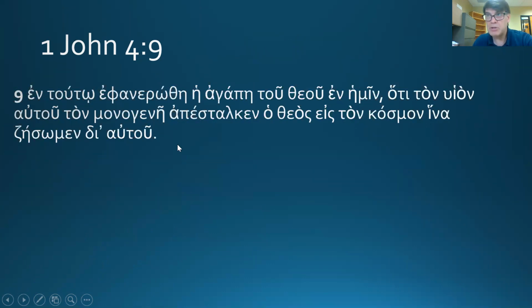Okay, so now let me try to read it at normal speed. En tuto ephanerothe he agape tu theu en humin hoti ton huion autu ton monogene apestalken ho theos eis ton cosmon hina zosomen diautu. Well, I tried.